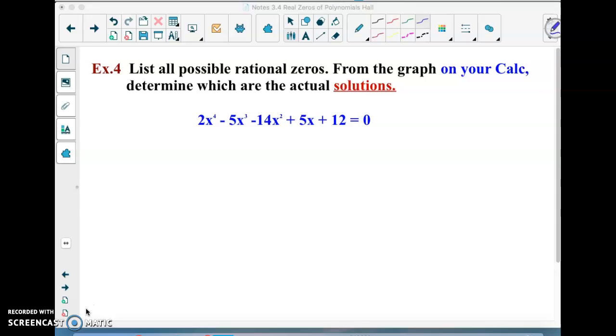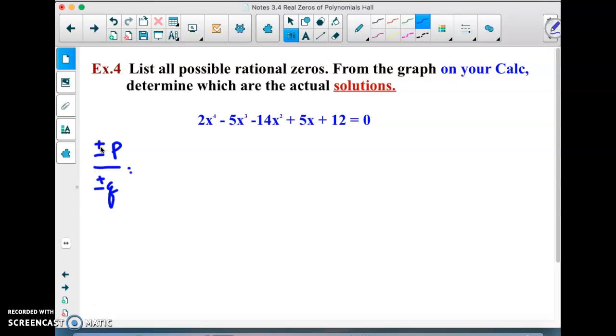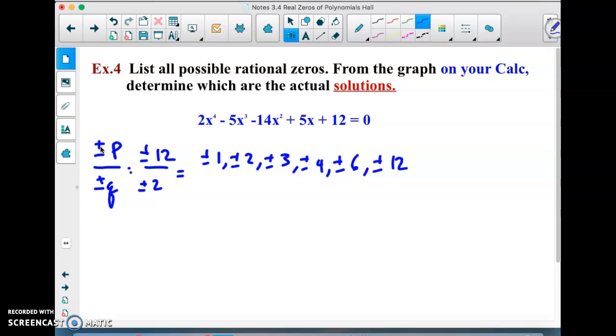To find all possible, remember it's possible, not the actual, possible rational zeros are plus or minus P over plus or minus Q. In this case, I have plus or minus 12 over plus or minus 2. So what are the factors of 12? Here we go. Plus or minus 1, plus or minus 2, plus or minus 3, plus or minus 4, plus or minus 6, plus or minus 12 are all factors of 12. Divided by the factors of 2, plus or minus 1 and plus or minus 2. Let's divide.